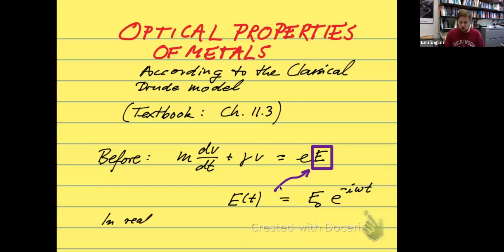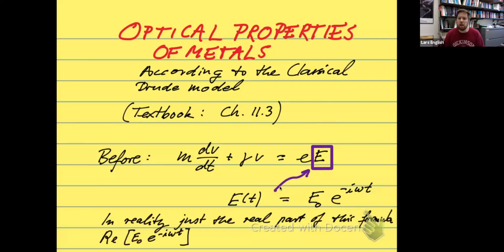In reality, of course, we have to keep in the back of our mind that we are really talking about the real part of that formula, the real part of E naught e to the minus i omega t, which is just E naught times the cosine of omega t. So we want to use the Euler notation, but in the back of our mind, we realize that in the end, we're only going to be attributing the real part to a physical quantity.